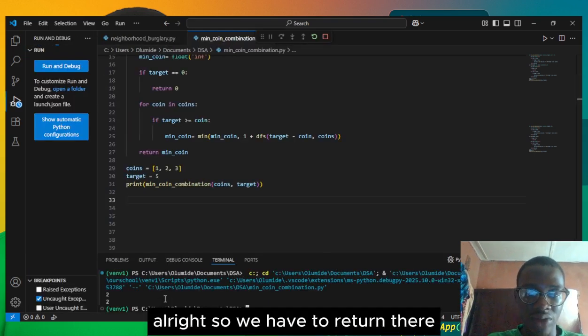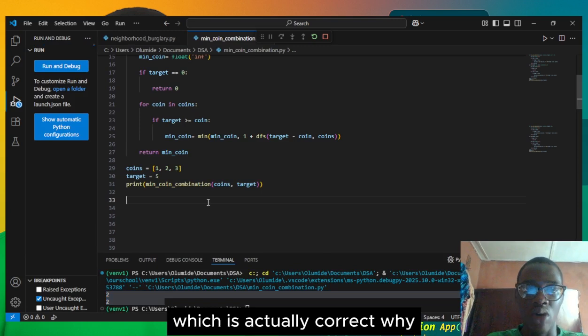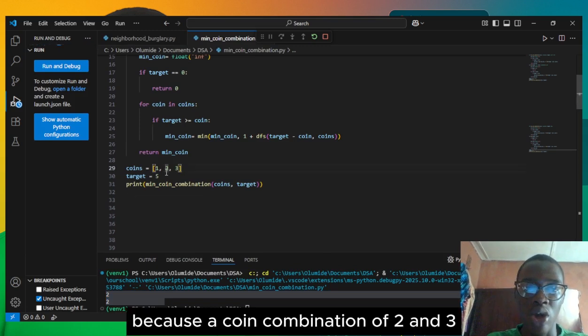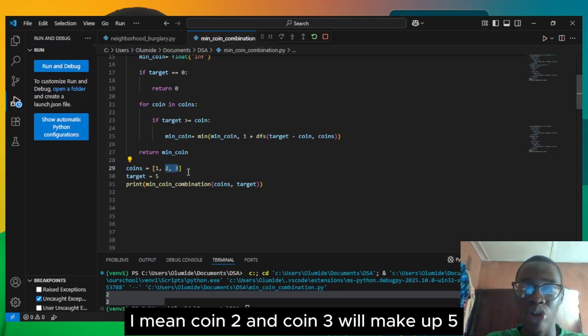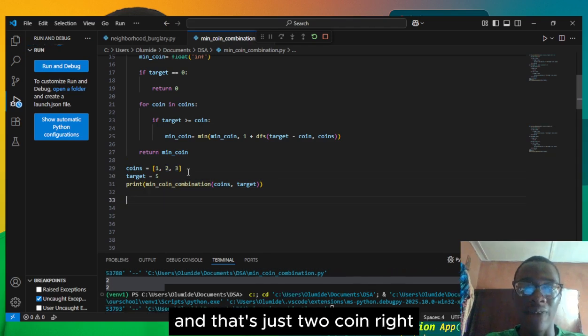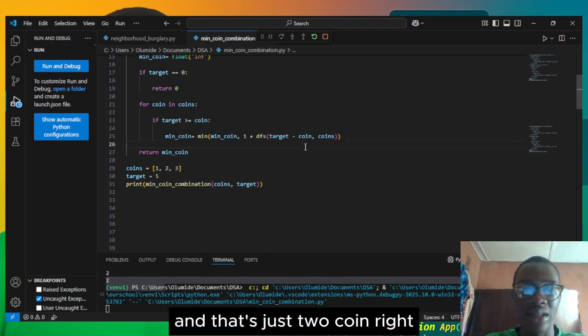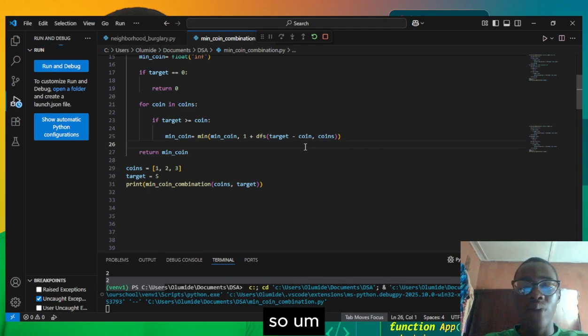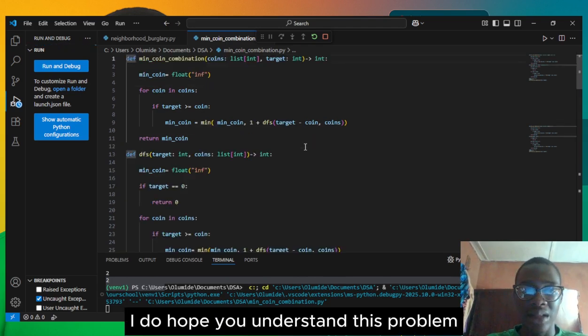Alright, so we have 2 returned there, which is actually correct. Why? Because a coin combination of 2 and 3, I mean coin 2 and coin 3, will make up 5, and that's just 2 coins, right? So I do hope you understand this problem.